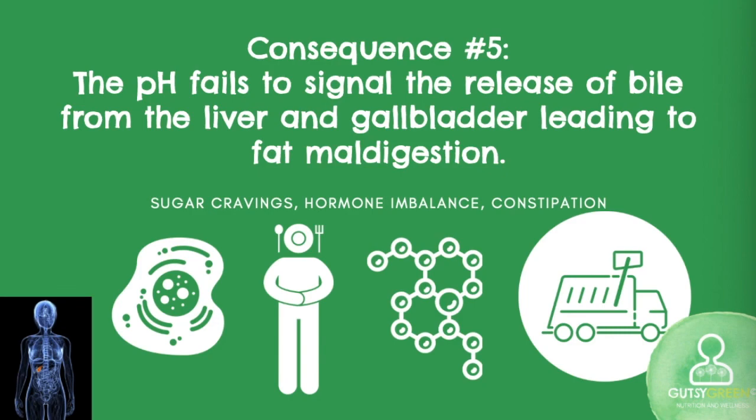Contrary to many conventional narratives, our bodies desperately need fat to maintain cellular structure, feel sated from our meals, build hormones, and to move waste out of the body, among many other purposes. Thus, a lack of bile, and by extension, a lack of fat absorption, can result in sugar cravings as we fail to feel satiated from meals, lowered or imbalanced hormone secretion as we deplete the raw material needed to make them, and constipation.